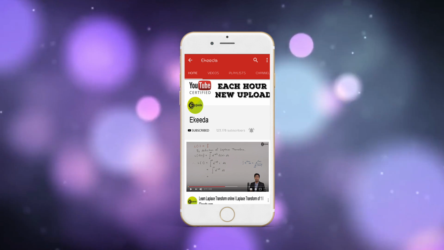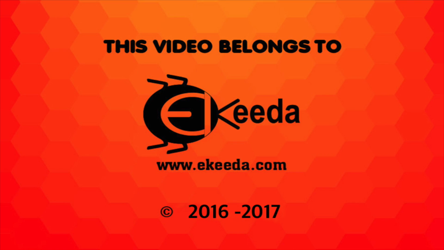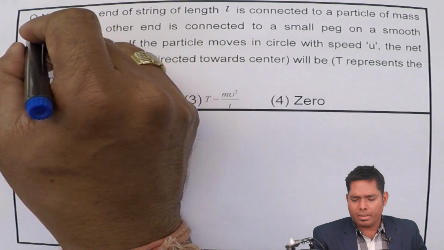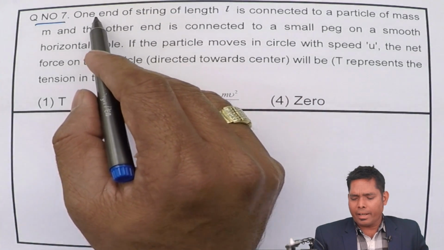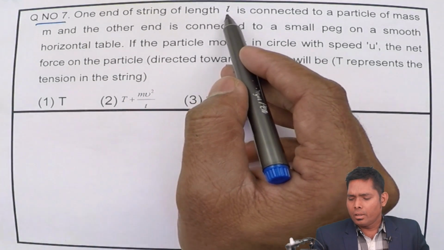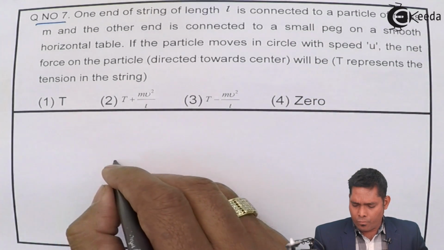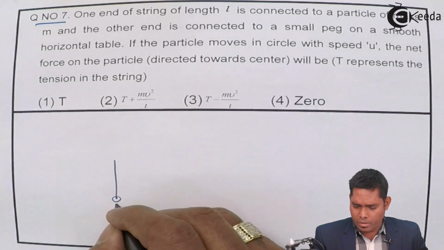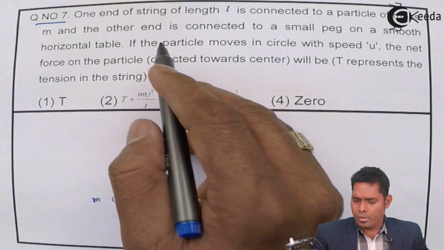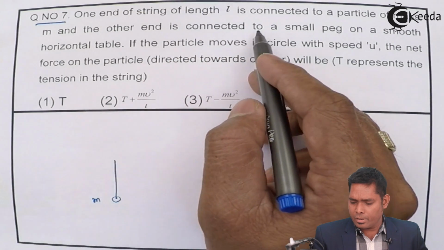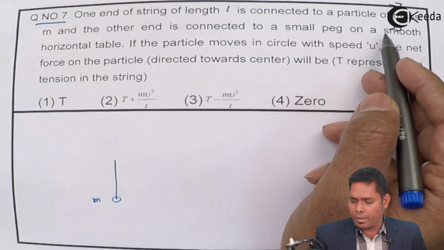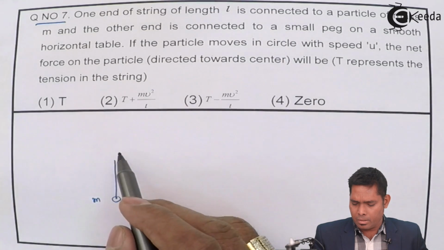Hello students, let us solve the next question, number 7 of NEET Physics paper 2017. The question is: one end of a string of length L is connected to a particle of mass m, and the other end is connected to a small peg on a smooth horizontal table.